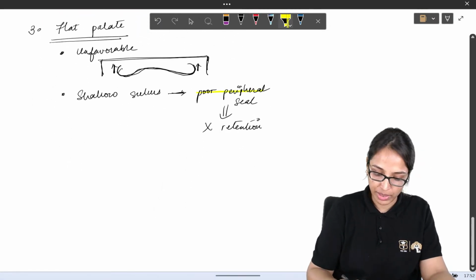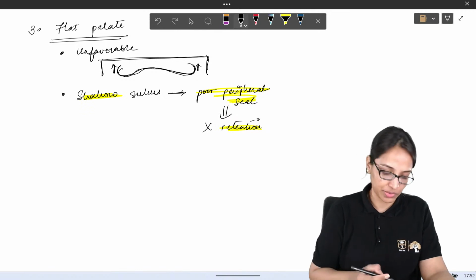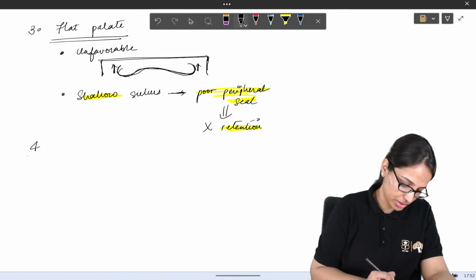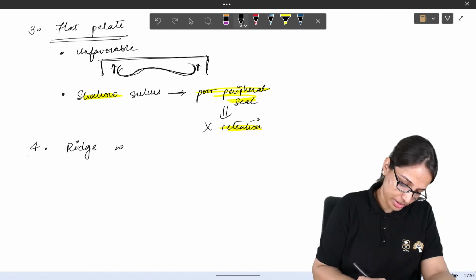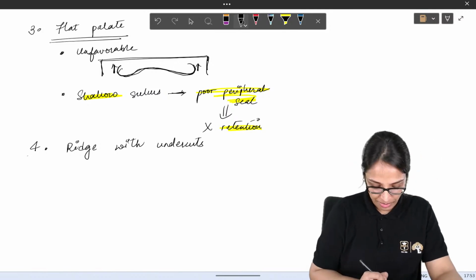So the important point here is that they will have shallow sulcuses with poor retention, and so you need to search for alternate means of retention. And we come to the fourth one, ridge with undercuts. Now, this is a hot topic for your exam.